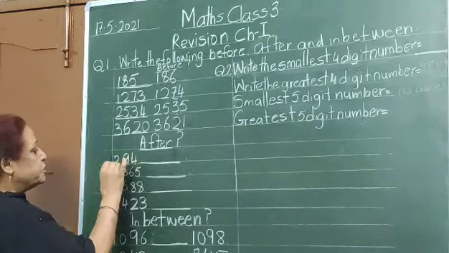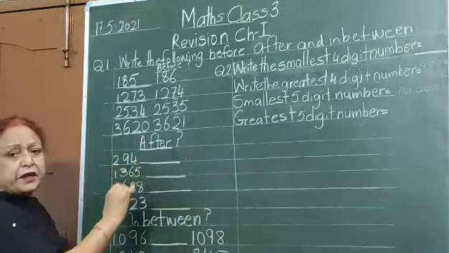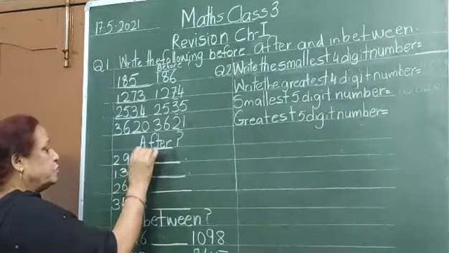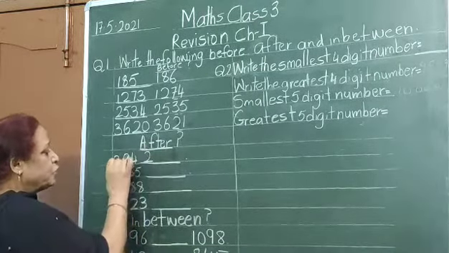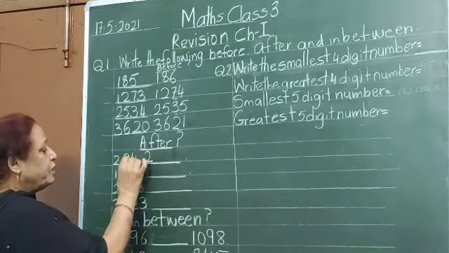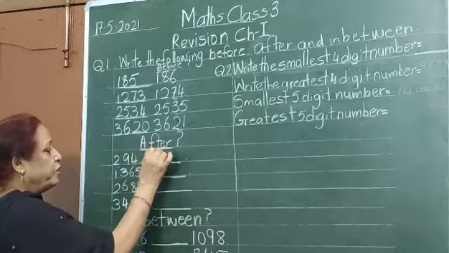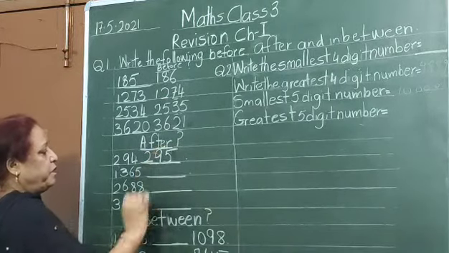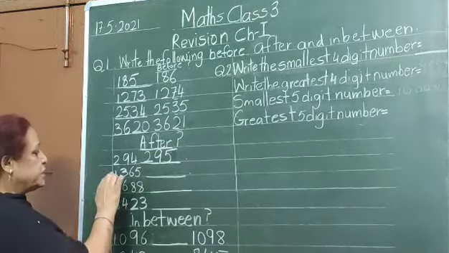We read it: 294. Now what will come after? The 2 will remain the same. What comes after 94? 95. Now next.